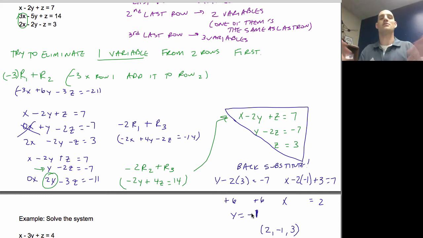That's how this Gaussian elimination goes. I try to eliminate one variable from 2 rows first, and then eliminate a variable from the bottom, so I'm left with one single variable in triangular form.